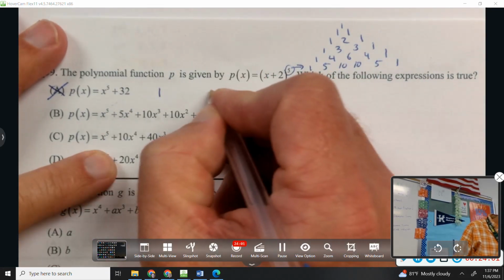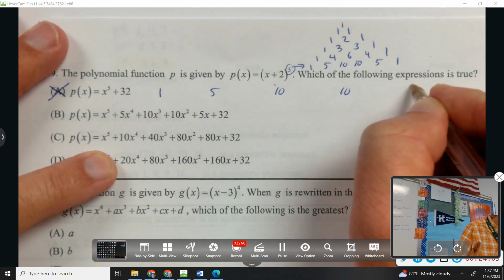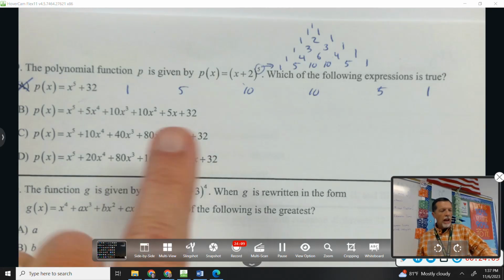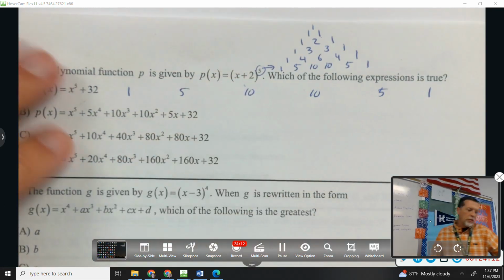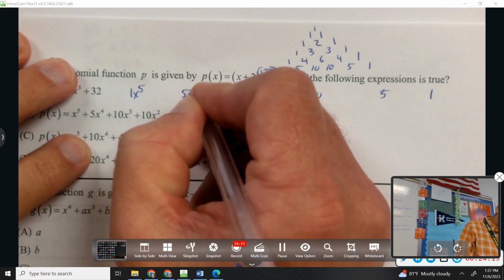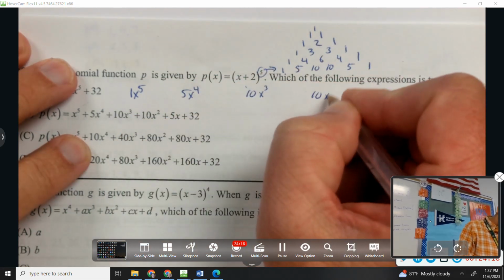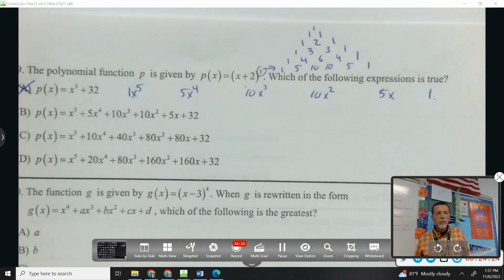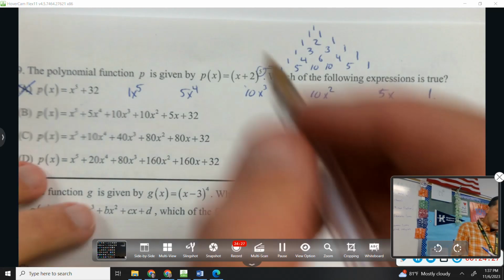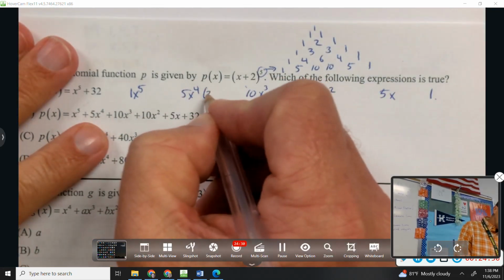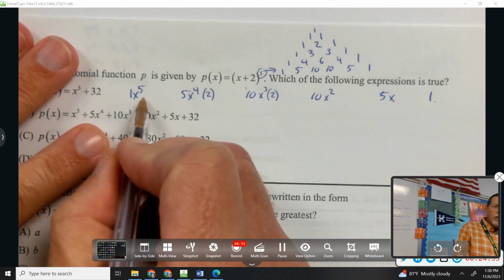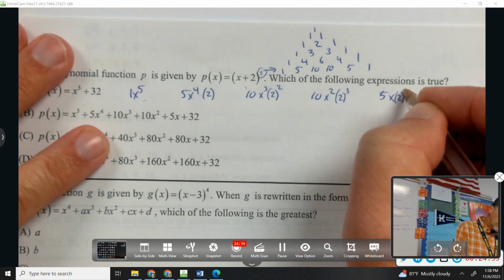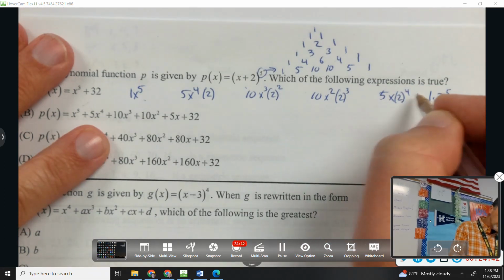Alright, let's just space it out here. 1, 5, 10, 10, 5, 1. There's my coefficients. Then I like to go one variable at a time. So I know the first term will have x to the 5th, and the next one will have x to the 4th, and down we go until we run out of x's. Right, that didn't help too much because I'm still looking at all of those. The next term is 2, so I'll start counting up with my 2's. So no 2's on the first term, 1 2, 2 2's, 3 2's, 4 2's, and 5 2's.